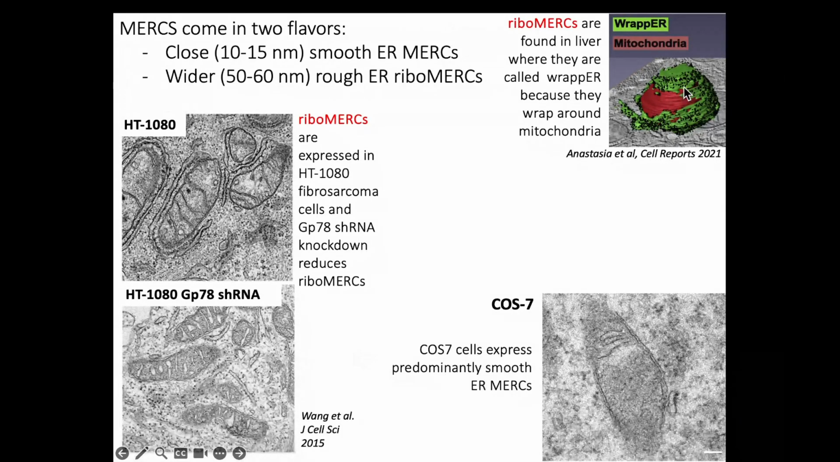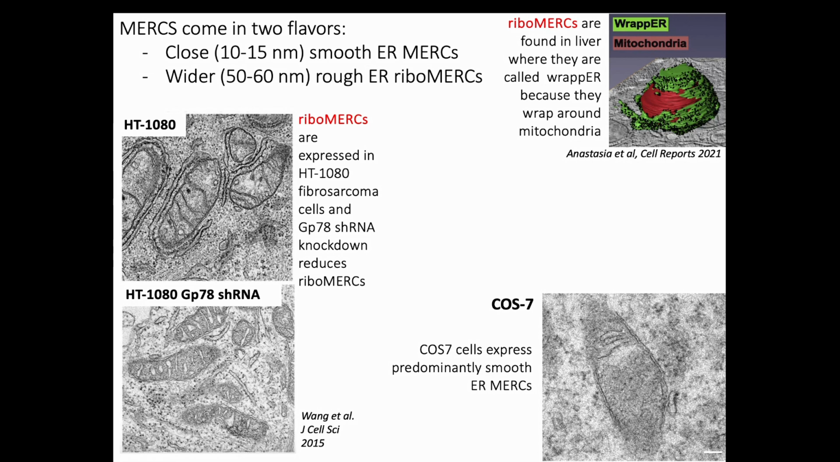They were also shown to be very abundant in liver, and you can see these beautiful liver cells where they wrap around the liver, and they were called RAP-ER. When we did some EM of COS7 cells, we found that COS7 cells had no ribomercs, and that pretty much all their mercs were smooth. And so we set up a test case for weak supervision, whereby we compared differential group labels of HT1080, abundant ribomercs, compared to COS7, few ribomercs.